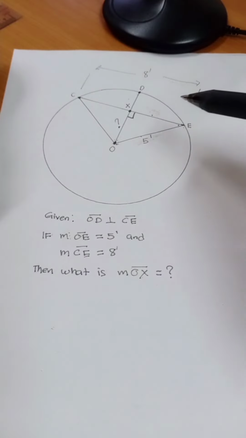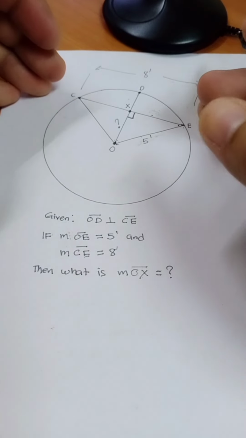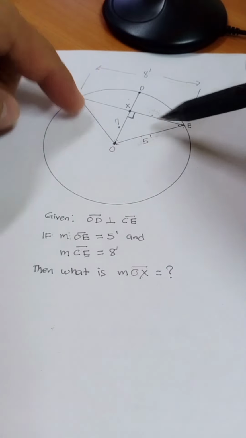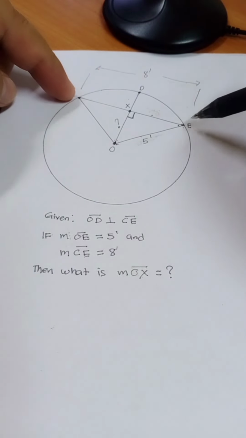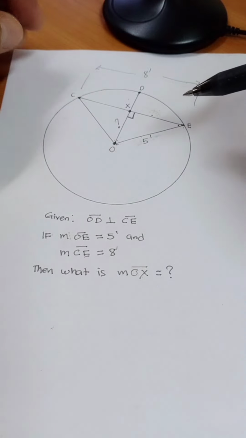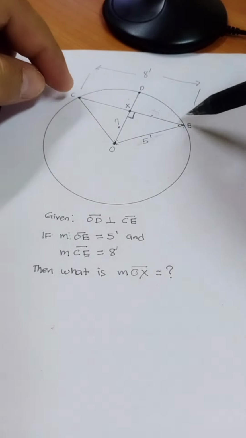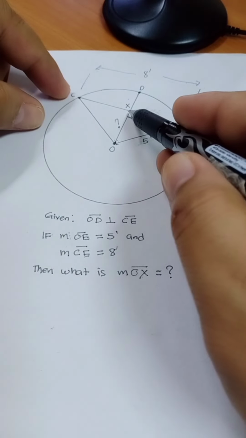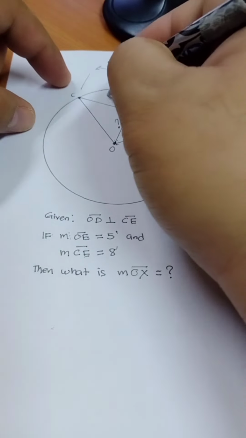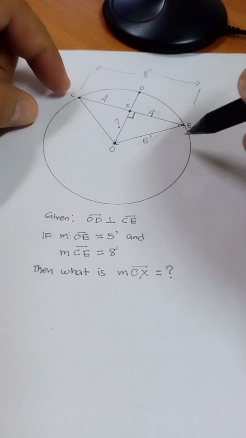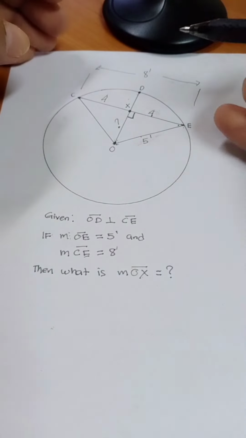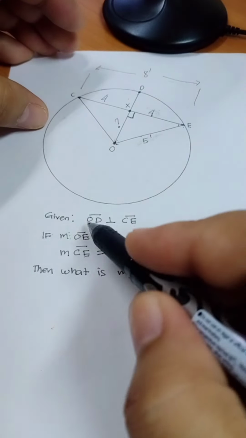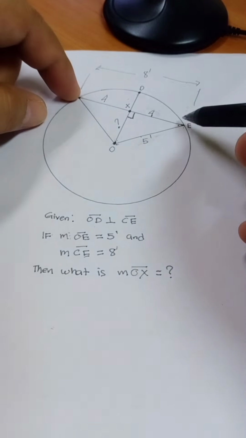Now, relating this figure to the theorem we read a while ago, this radius OD bisects the chord CE, meaning CE is divided into equal parts. If CE is equal to 8, then EX is equal to 4 and CX is equal to 4 also, because according to the theorem, it is bisected by OD because it is perpendicular. It's given there that OD is perpendicular, so it is bisected.